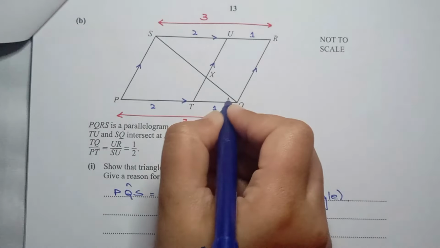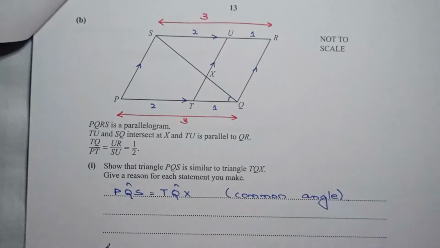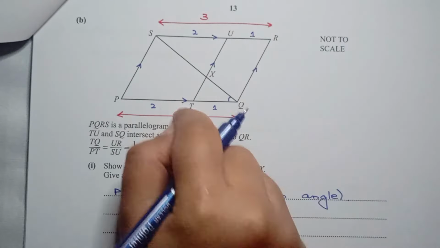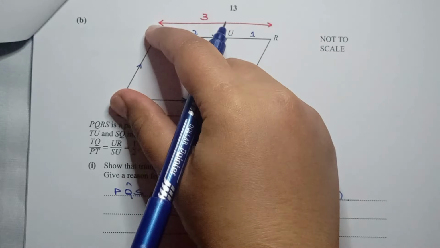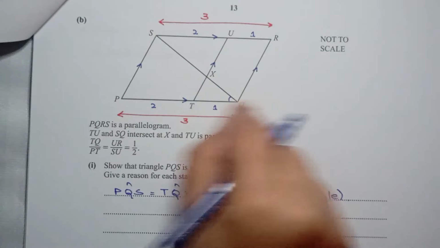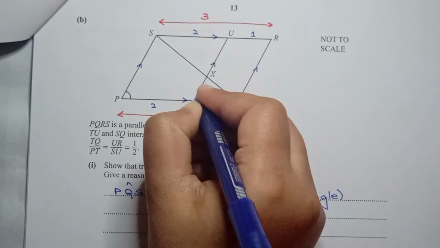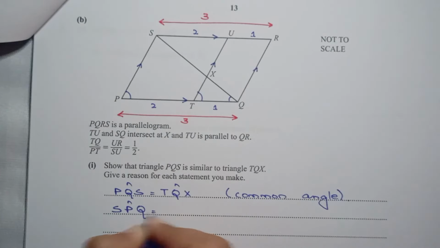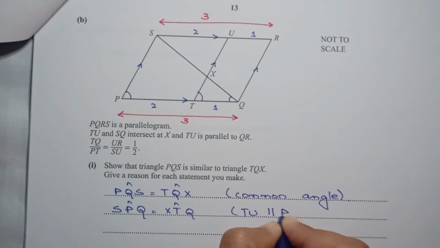Okay, now we are done with this common angle. Now we are left with the angles P, S, and the angles T and X. As we know, TU and PS, these two sides, are parallel. So when these two sides are parallel and are joined by the same line PQ, angle P and angle T must be the same. So we can say that angle SPQ is equal to angle XTQ. Why? Because the line TU is parallel to PS.